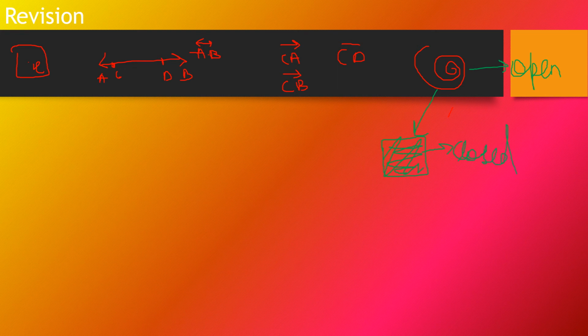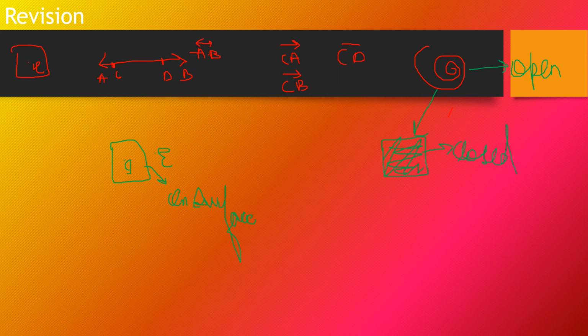Then comes what is a simple curve. A simple curve is something which we draw without lifting our pencil, and also we do not intersect the figure. So this is a simple curve. Also we have some points with respect to the simple curve. So this point will be interior, this point would be exterior, and this point would be on the curve.